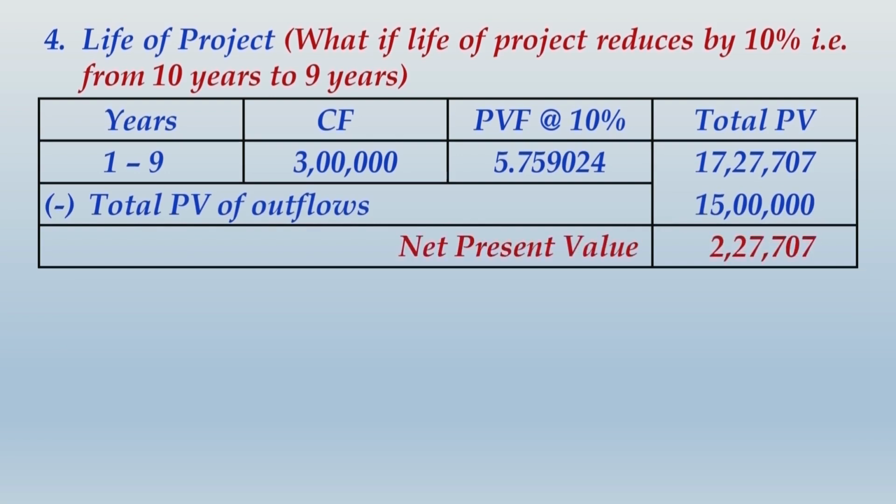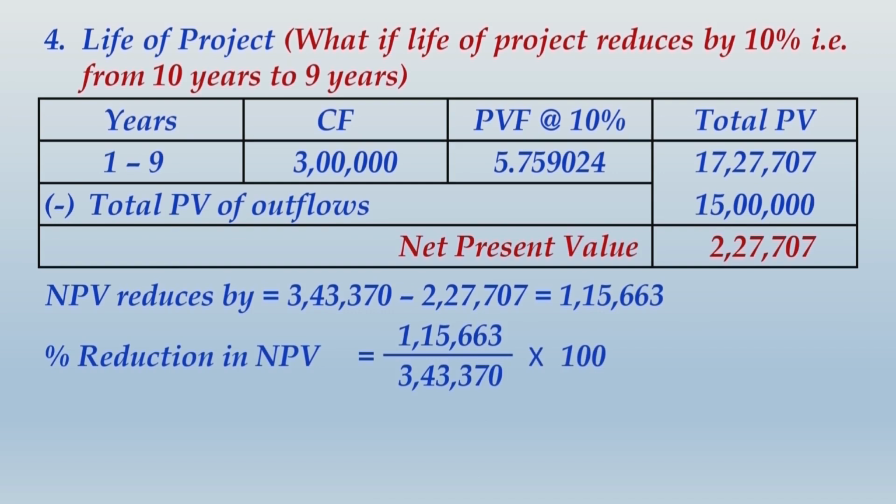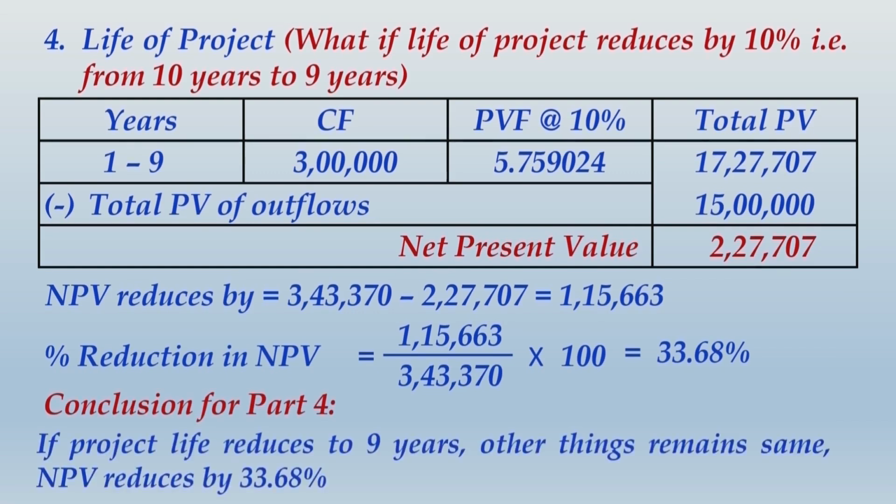the resulting NPV will be 2,27,707 and NPV reduces by 1,15,663. Percentage reduction in NPV would come to 33.68%, and the conclusion for part 4 will be, if project life reduces to 9 years, other things remaining same, NPV reduces by 33.68%. Please write up this as well and then I take you ahead with the last final conclusion.